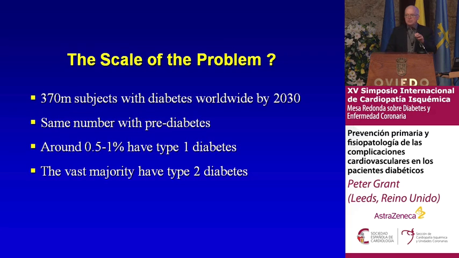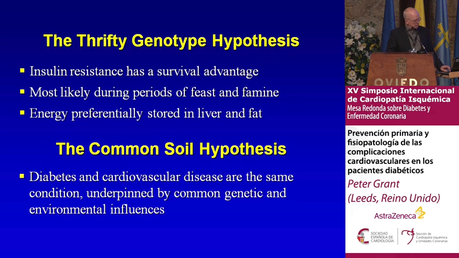Of course, there's an epidemic of diabetes facing the world at the present moment as it becomes westernized, and there are thought to be around 370 million people with diabetes by the year 2030, and at least the same number again have pre-diabetes. China alone currently has around 10% of its population thought to have diabetes, which is a staggering 100 million people. Only 0.5 to 1% of the total have type 1 diabetes, and the vast majority have type 2, which is what I'm going to concentrate on.